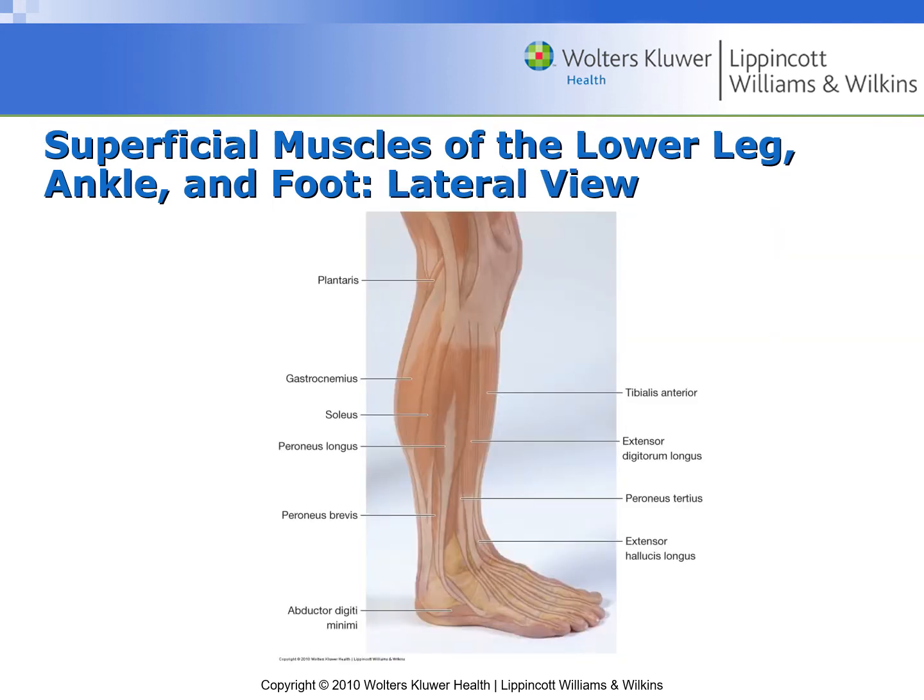Now let's consider the superficial muscles of the lower leg, ankle, and foot from a lateral view. Beginning most superiorly from the left, we see the plantaris. We see the gastrocnemius. We see the soleus. We also see the peroneus longus, followed by the peroneus brevis. We can also see the abductor digiti minimi. Over to the right most superiorly, we see the tibialis anterior, followed by the extensor digitorum longus. We also see the peroneus tertius, and we also see the extensor hallucis longus.